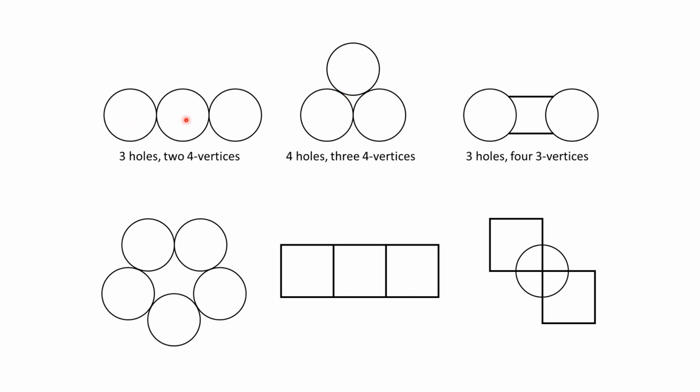So this would have 3 holes, and then these 2 points here would be 4 vertices. This one has 4 holes, 1, 2, 3, and then this different shape in the middle is also a hole. And then we have 1, 2, 3, 4 vertices. And then this one here has 1, 2, 3 holes, and then 3 vertices here, here, here, and here. So 4, 3 vertices.